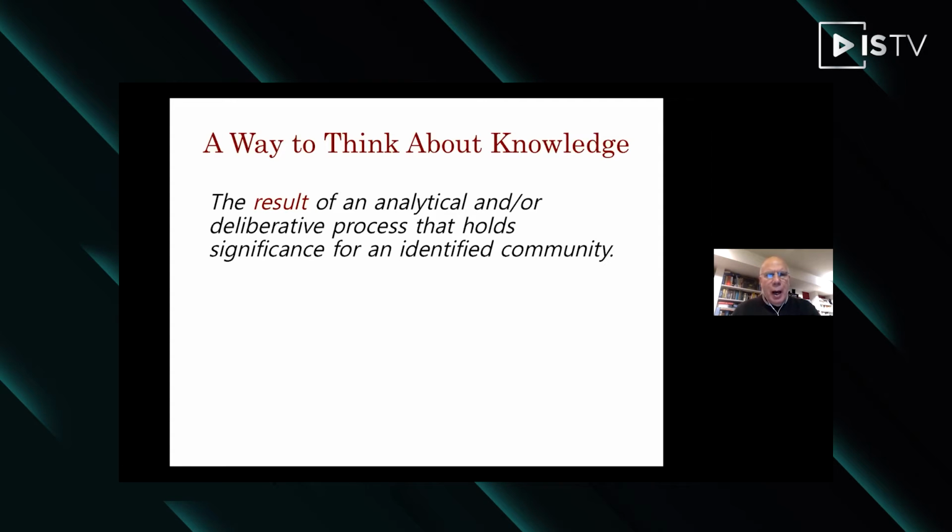So to begin, I want to offer you a way to think about knowledge, and that is, in very informatics terms, to think about knowledge as a result. And this result could be the result of an analytical process, or it could be the result of a deliberative process, or it could be both. But knowledge, I'm arguing, is the result of an analytical and/or deliberative process that holds significance for an identified community. In other words, for a result to become knowledge, some organization has to say, this is significant to us, we endorse this as knowledge.